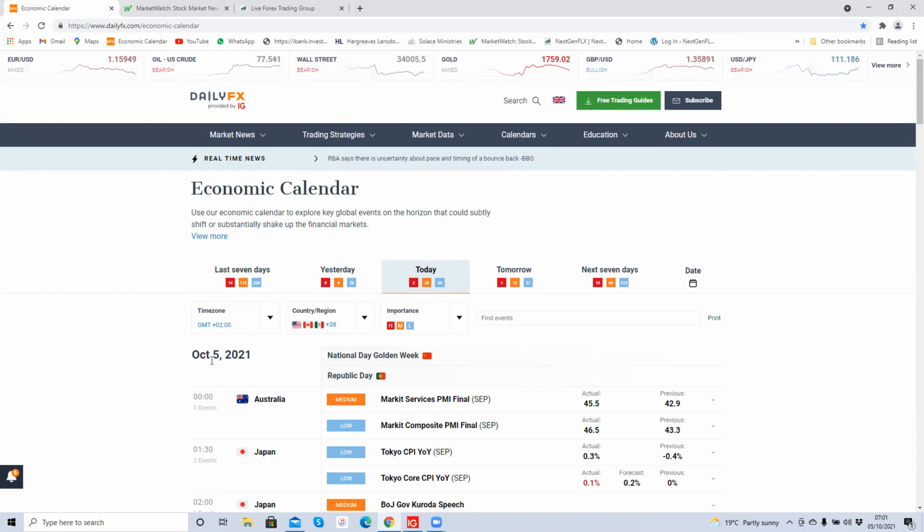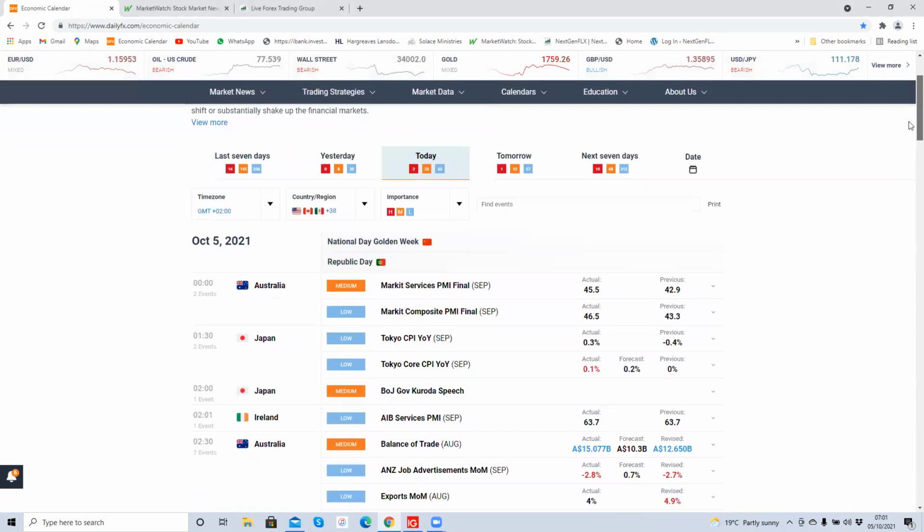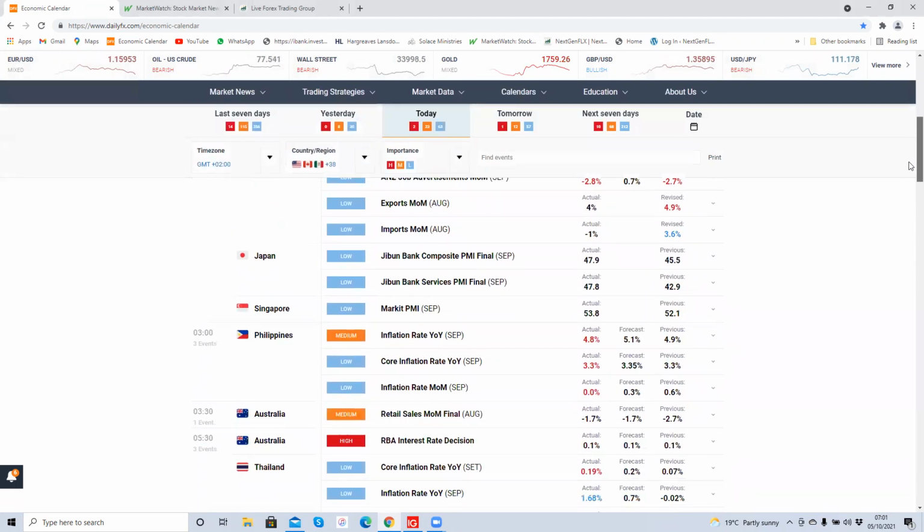So today is Tuesday, the 5th of October. We're looking for reports of high importance that could affect the markets we're trading, which are the Euro US dollar and the dollar Canadian dollar. Let's have a look what's coming out today. We had the Reserve Bank of Australia interest rate decision that's come and gone. Obviously, that would affect currencies paired with the Aussie dollar, which we're not trading.